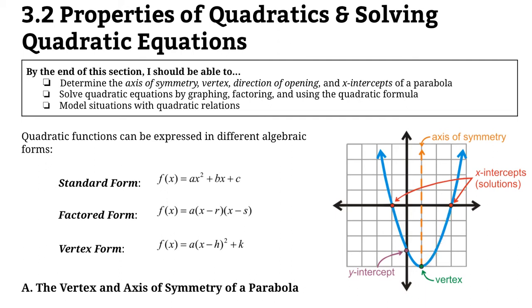All parabolas are symmetrical, so they do have an axis of symmetry, and that's just going to be the line that splits that parabola directly in half. It also goes through the x value of your vertex.